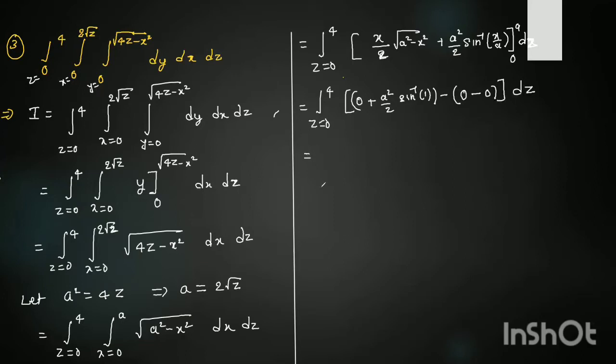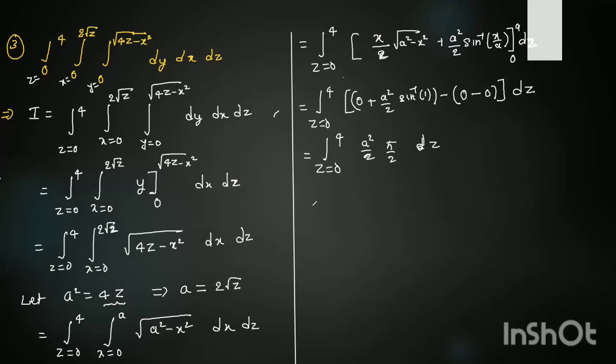So what is remaining, guys? A square by 2 into sin inverse of 1. Sin inverse of 1 is what? Pi by 2. So we have a square by 2 times pi by 2, dz. Now, what is a square? We have taken a square as 4z.